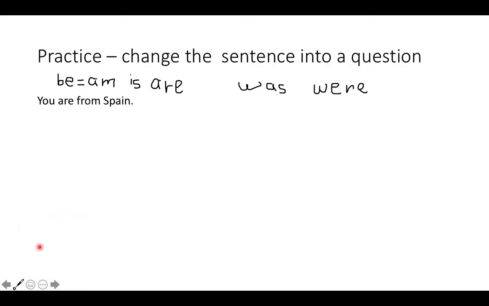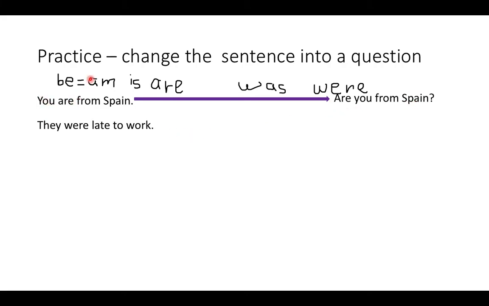So what we're going to look for, again, is who we're talking about and one of these. So am, is, are, was, or were. And for this sentence, we see that there's are right here, and the person we're talking about is you. So we need to switch these two. So to make the sentence a question, we say, are you from Spain? So we just switched you and are.